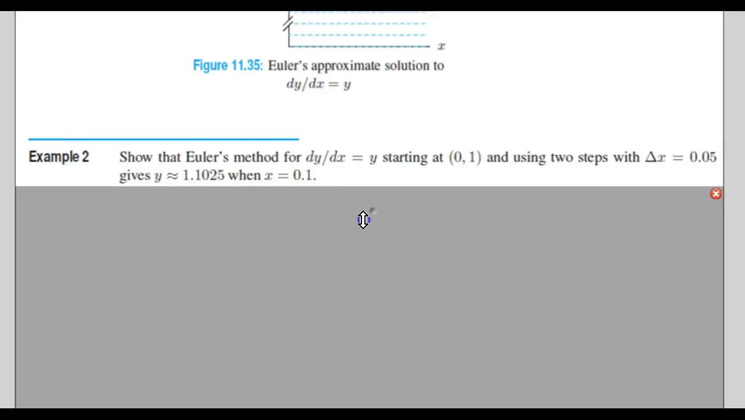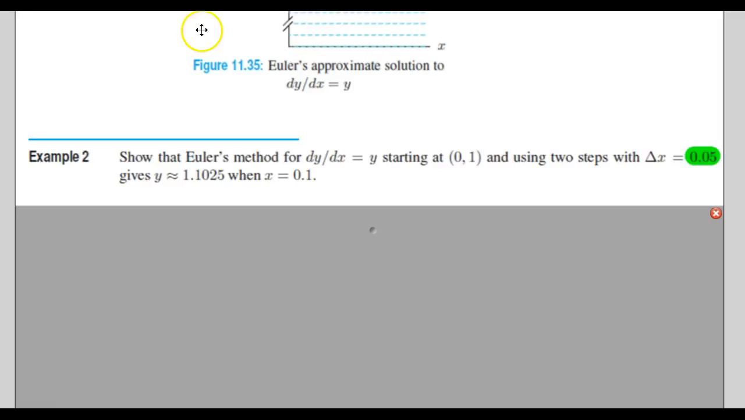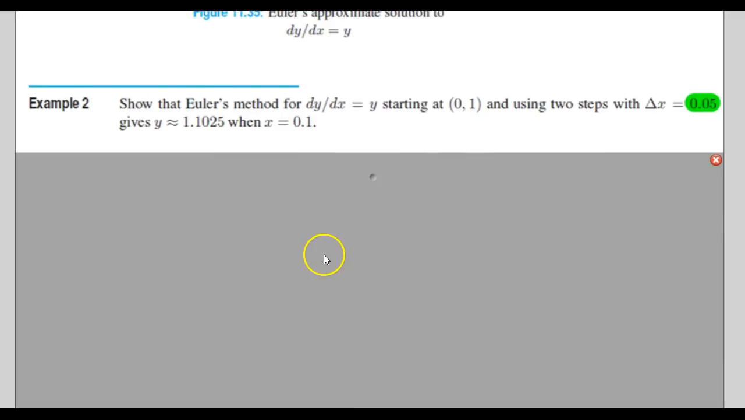Example 2 asks you to use the same formula, differential equation, and the same starting point. But this time they want 2 steps, and they want delta x to be 0.05. Then they want us to determine: will Euler's method give us a solution coordinate point for x equals 0.1 with a y value close to 1.1025? So all we have to do is just try it.